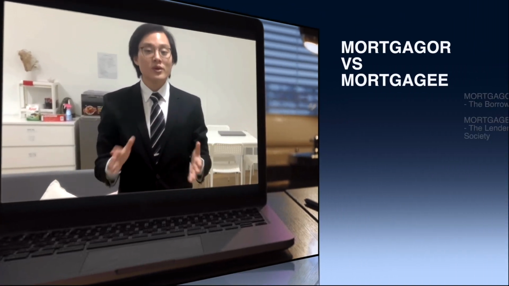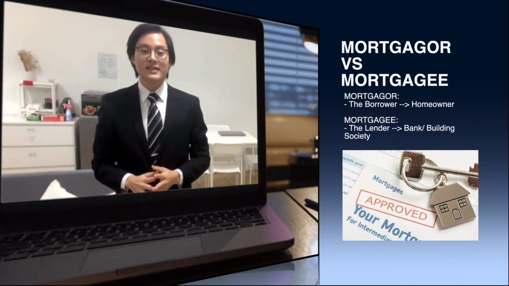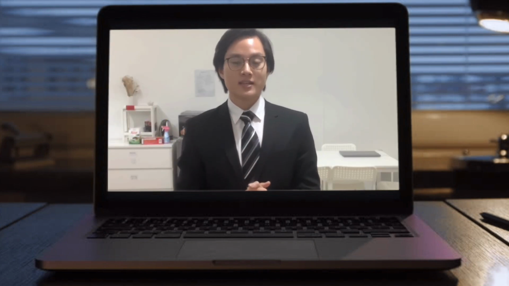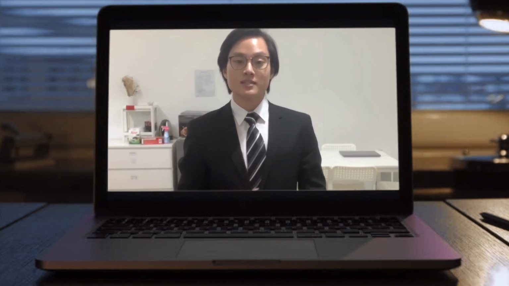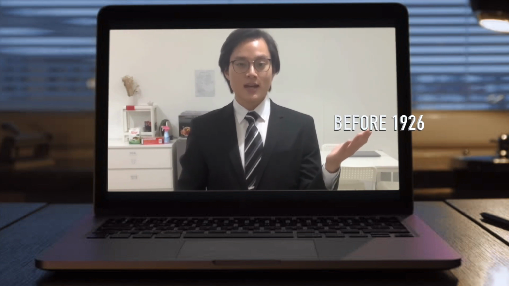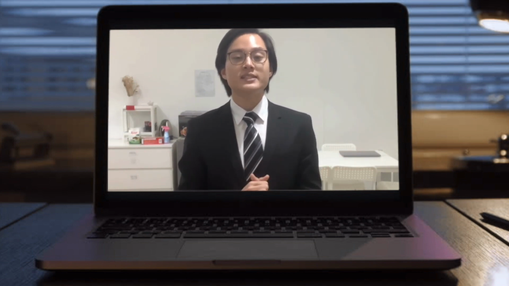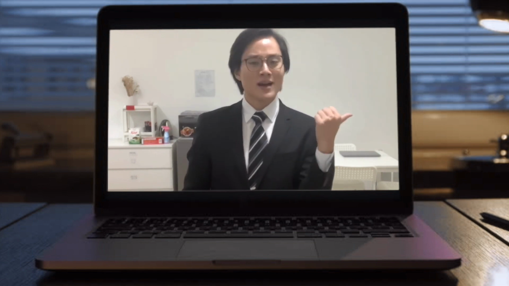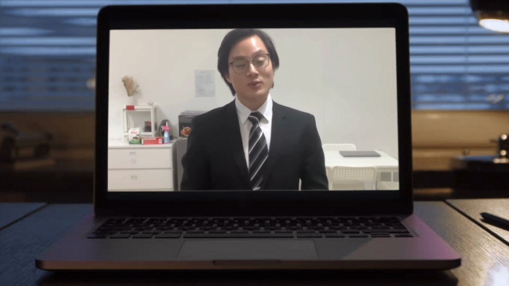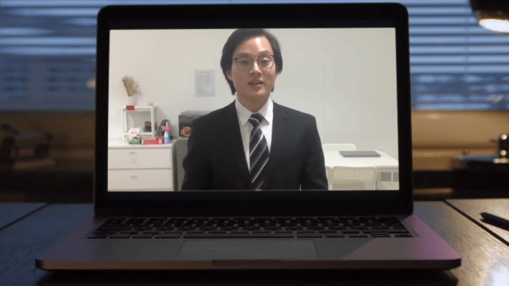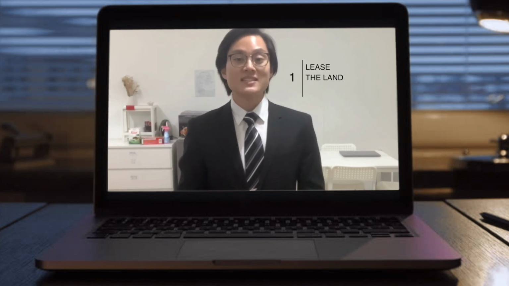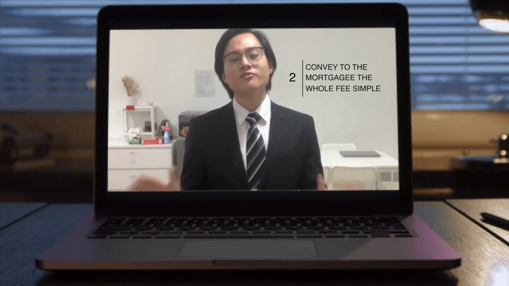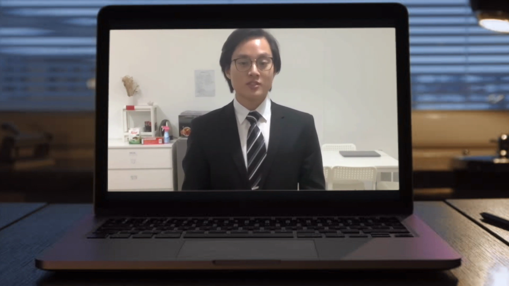However, before we go into that, let us explore how a mortgage is created in the first place. The law on mortgages can be divided into two distinct periods, the law before 1926 and the law after 1926, reflecting changes made in the Land Registration Act 2002. So, let us go back in time, shall we? Before 1926, there were two basic methods of creating a mortgage. Firstly, to lease the land to the mortgagee, or secondly, to convey to the mortgagee the whole fee simple in the land, but subject to a proviso for redemption.